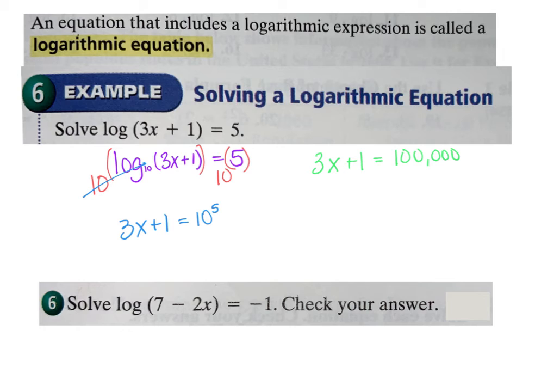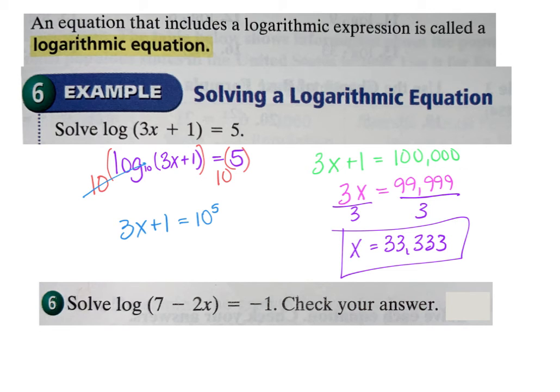I continue solving, subtract 1. 99,999. And then divide by my 3. x equals this guy right here. Looks like repeating, but it's not. That's my answer. So bases cancel out bases. Exponential bases cancel out log bases with the same base, and log bases cancel out exponents with the same base.